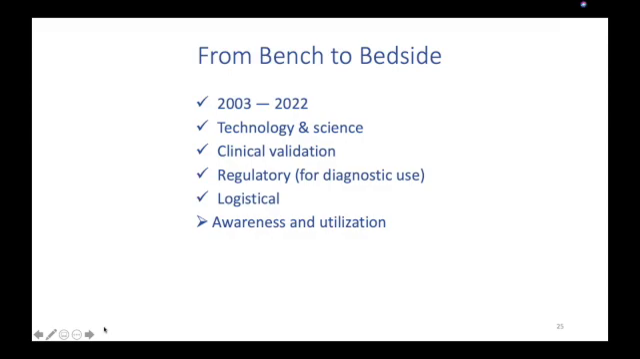Great. So the next question is from Naya. So many questions, Professor Keaveny. The next question is from Naya. Are there any works conducted on MRI images to assess bone strength?